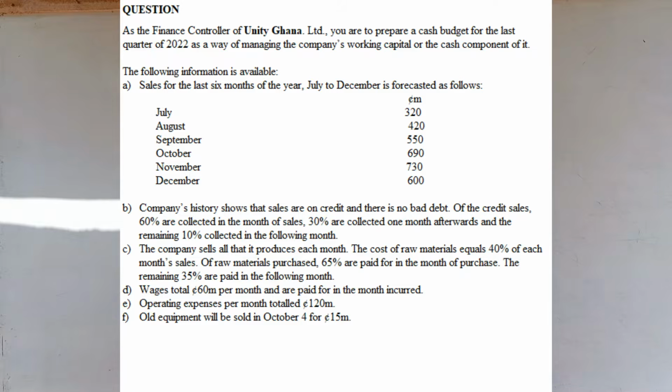The company sells all that it produces each month. The cost of raw materials equals 40% of each month's sales. Then we are told of raw materials purchased, 65% are paid for in the month of purchase, the remaining 35% in the following month.